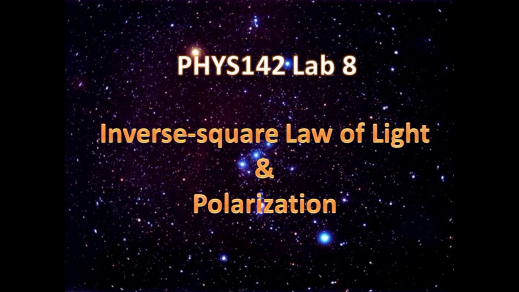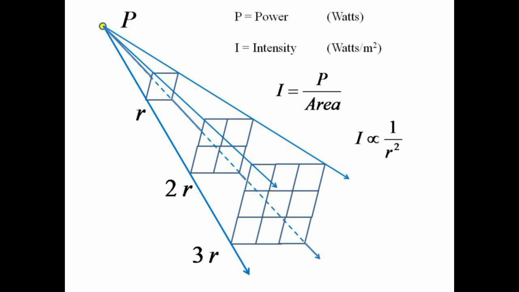This lab investigates the inverse square law and polarization properties of light. We all know instinctively that the farther away a light source is, the fainter it becomes. The quantity we detect is the intensity, defined as the power per area. Intensity has units of watts per square meter.